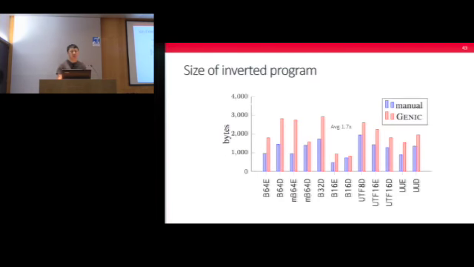And the last question, is the output of Genic readable? The answer is also yes. The inverse program we produce with Genic is no more than twice the size of the inverse written by hand. So we can just use this automatic method to produce inverse programs for practical use.